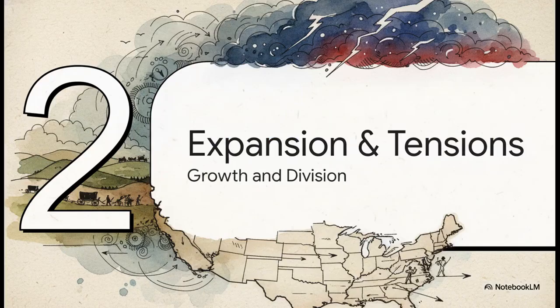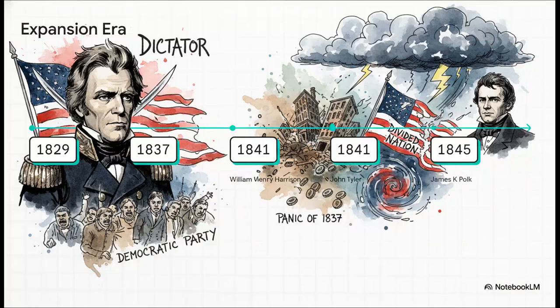Which naturally brings us to part two, expansion and rising tensions, growth and division. Here we're looking at the timeline for our next five presidents, and things start getting a bit bumpy. It kicks off with the rise of Andrew Jackson. He was a no-nonsense soldier and the founder of the Democratic Party. His style was so fiercely authoritarian that his political opponents, the Whigs, literally branded him a dictator. He's followed by Martin Van Buren, whose time in office was completely dominated by America's first major financial crash. Honestly, this whole string of tumultuous presidencies really highlights a rapidly changing and increasingly divided young nation.